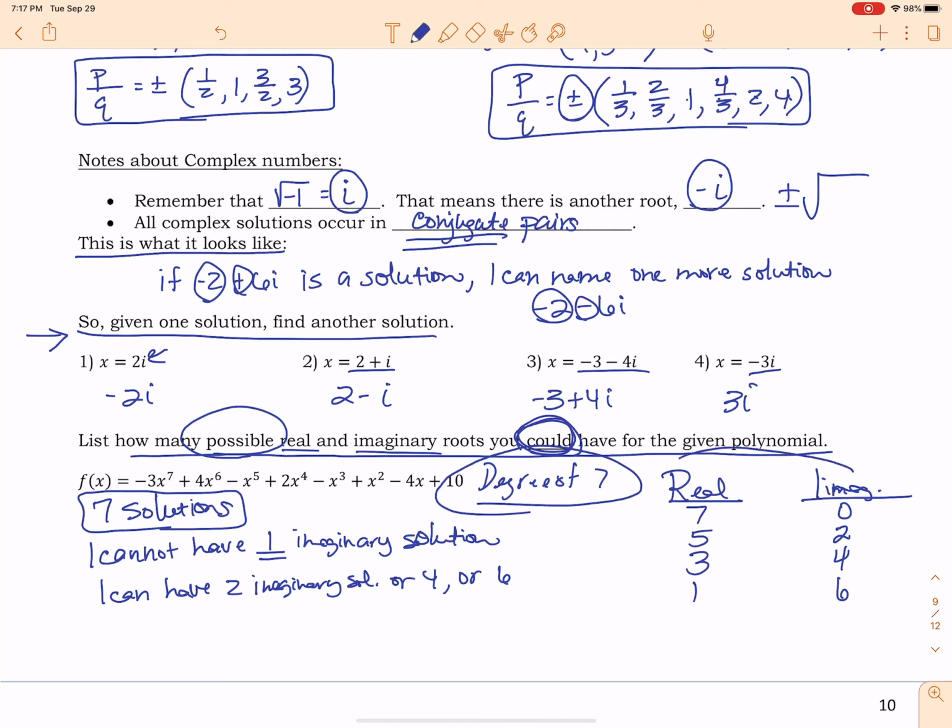So this is just a list of all the possible combinations of real and imaginary numbers I could have. I could have 7 real, no imaginary. I could have 5 real and 2 imaginary. I could have 3 real and 4 imaginary, or I could have 1 real and 6 imaginary. Those are the only possible real and imaginary combinations I can have for a polynomial in a degree of 7.